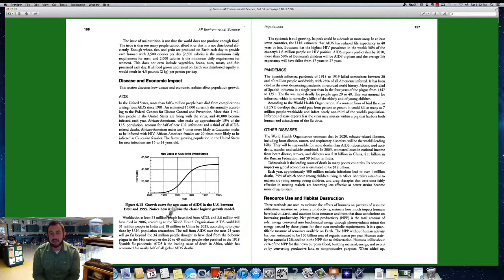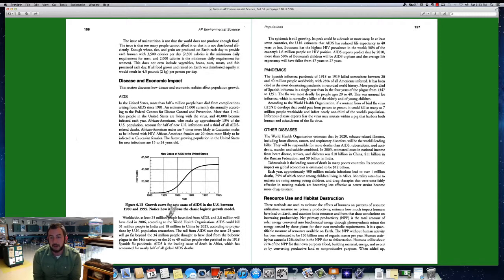All right, resource use and habitat destruction. There are 3 methods used to estimate the effects of humans on patterns of resource utilization: measuring net primary productivity, estimating how much impact humans have on Earth, and examining finite resources to draw conclusions on increasing productivity. NPP is the amount of solar energy converted into biochemical energy through the process of photosynthesis, but we've got to subtract the plant's need to do respiration and grow itself. So that is what net primary productivity is.